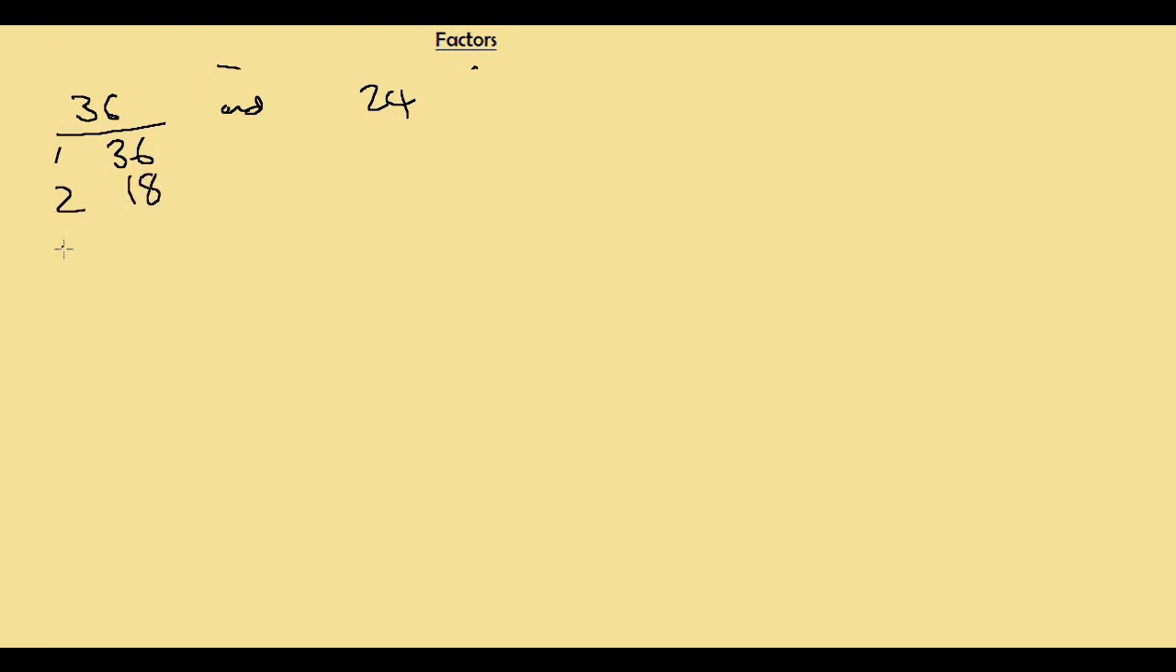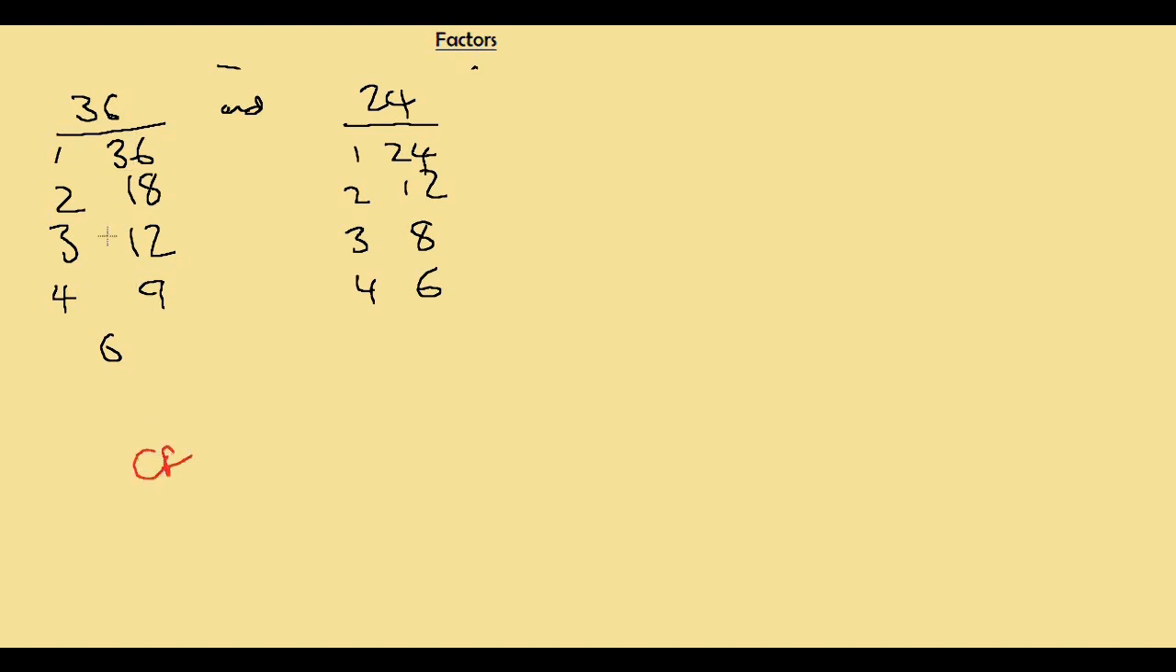2 and 18, 3 and 12, 4 and 9, and then we had 6 as well. 24, well, 1 and 24, 2 and 12, 3 and 8, 4 and 6, and that's pretty much it. So the common factor list would be the ones that are the same in both.